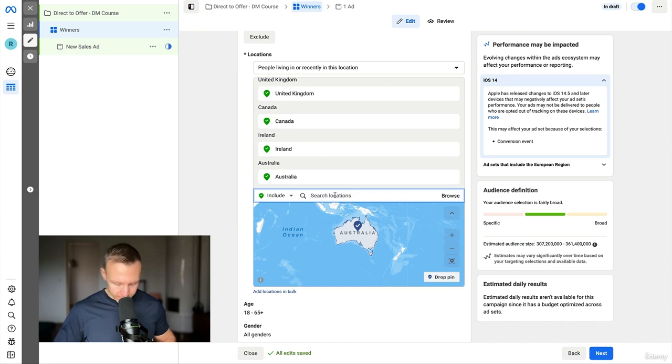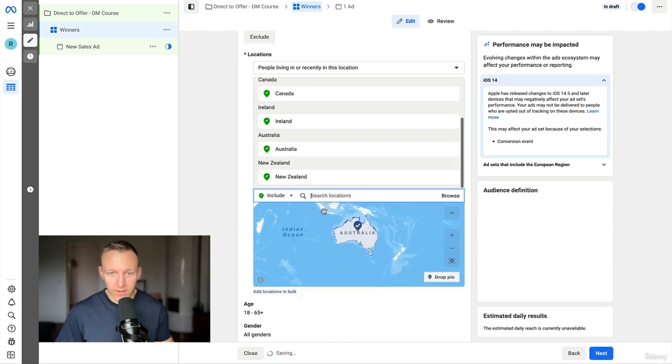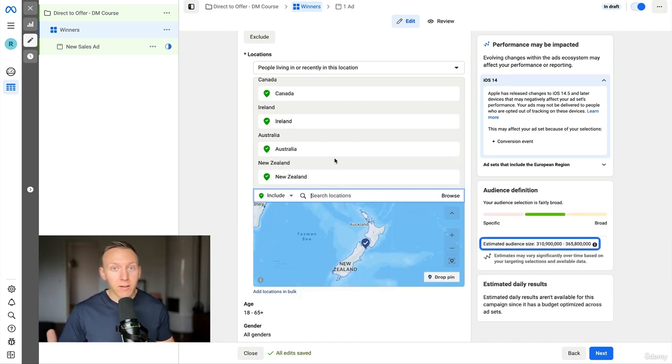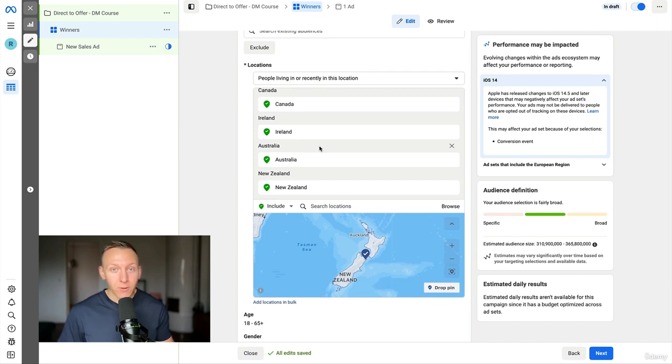And finally, New Zealand. There we go. So now rather than 1 million to 1.2 million people, I have up towards 310 to 365 million people. I'm going to reveal what the benefit is of that in just a second. But for now, if you're selling a digital product like I am, then targeting very broadly in these English-speaking countries is a great idea.